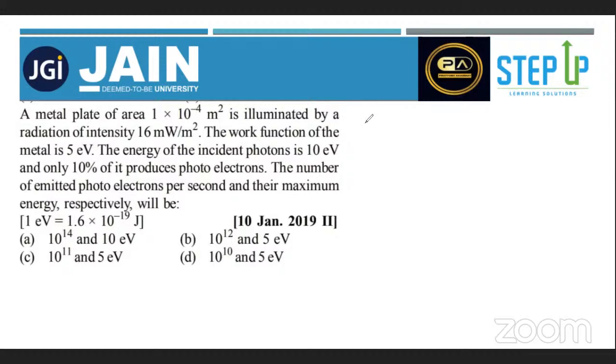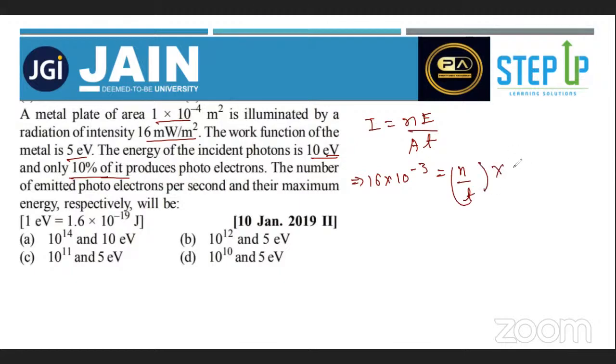Okay, so the intensity formula is written as nE over area into time. Area is given to you, intensity is given, work function is given, the energy of the incident photon is 10 electron volt, and only 10% of photons produce electrons. We can substitute in the formula. 16 in milli is there, so we can write 16 into 10 to the minus 3 equals n by t. I have to find the number of electrons per second, so n by t I'll keep like this, and E I can write as 10 into 1.6 into 10 to the minus 19, since I converted 10 electron volt to joule.